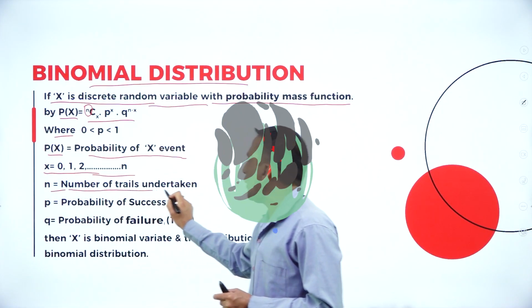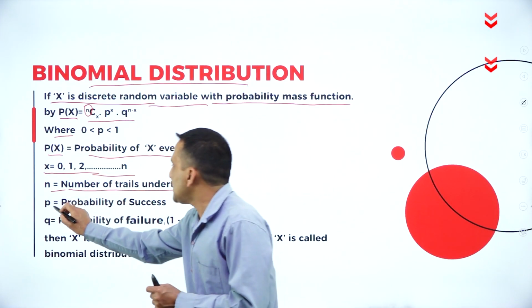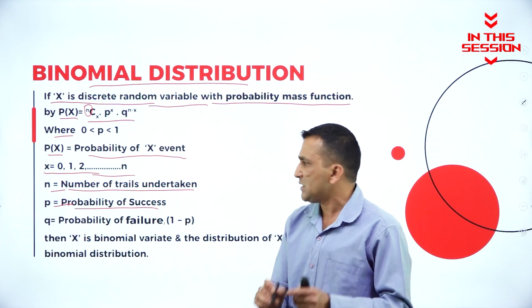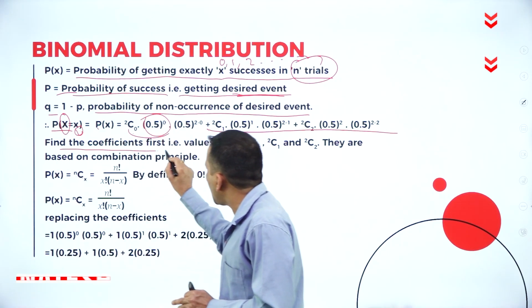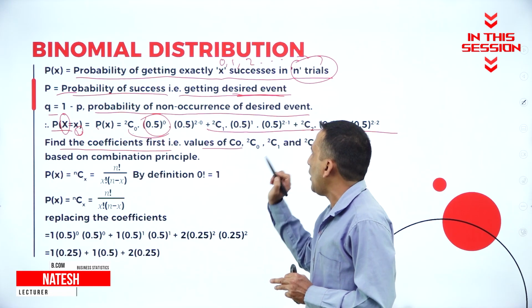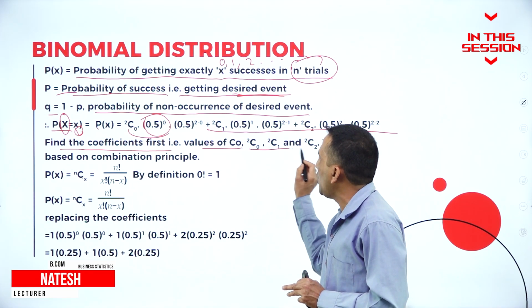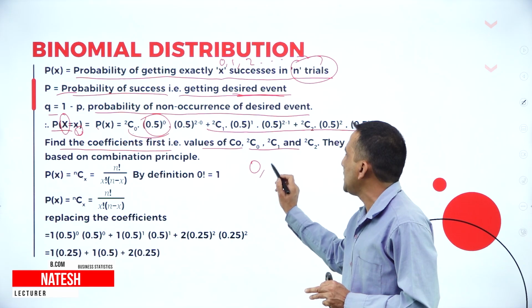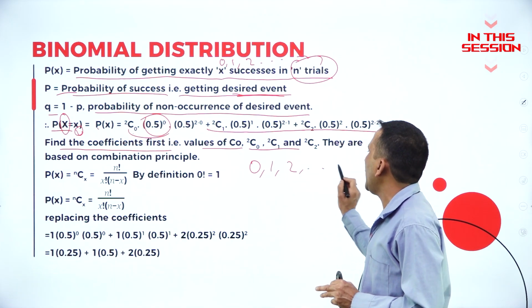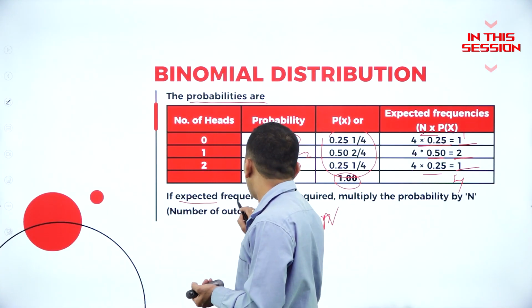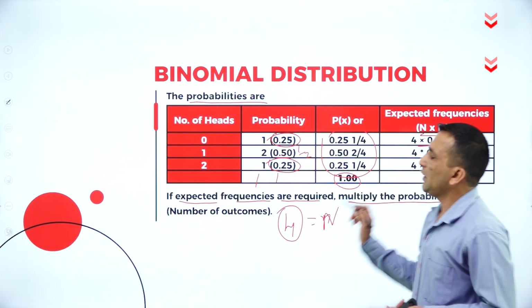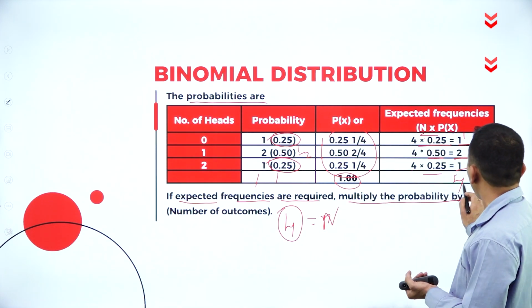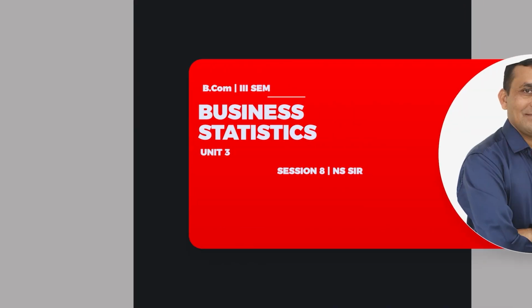N stands for number of trials undertaken, P stands for probability of success, and Q stands for probability of failure. Find the coefficient, the first value of the coefficient. The first value is always 0, 1, 2, like this. If expected frequency is required, multiply the probability by N. This is your very simple formula, expected probability.